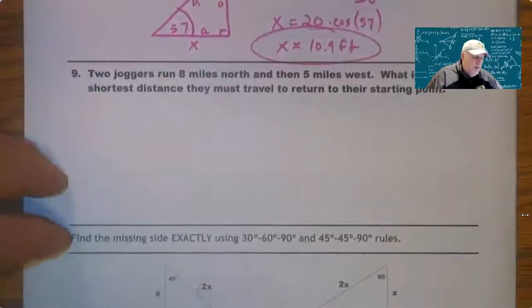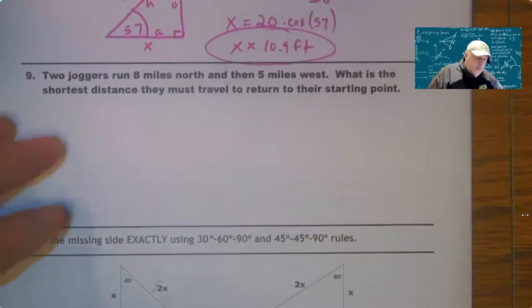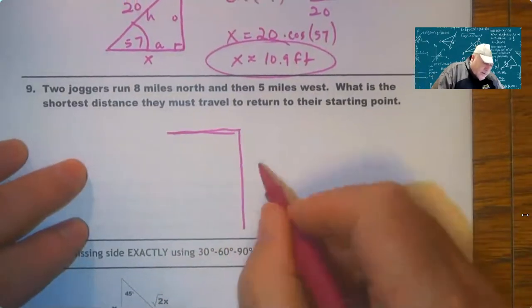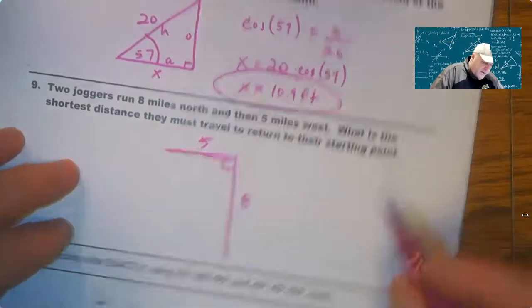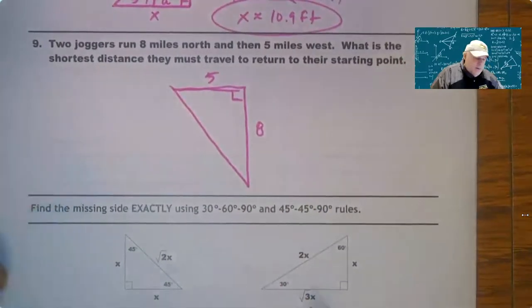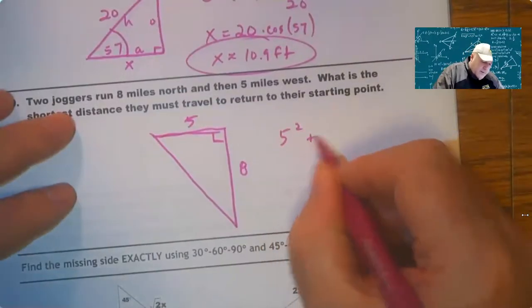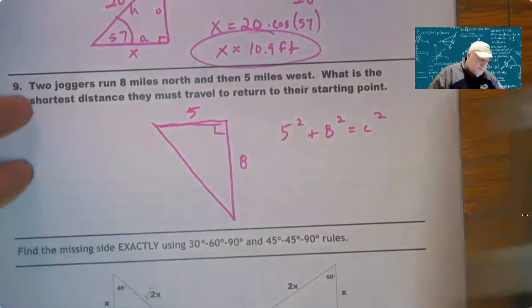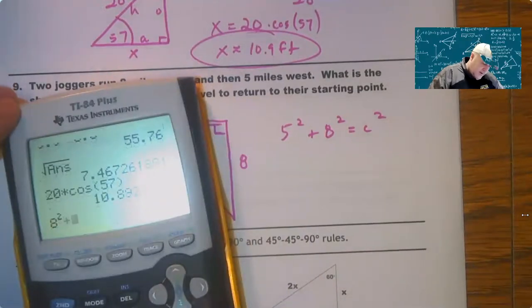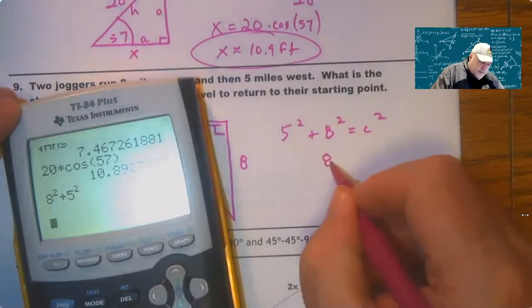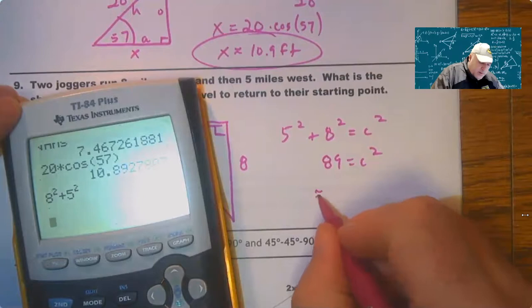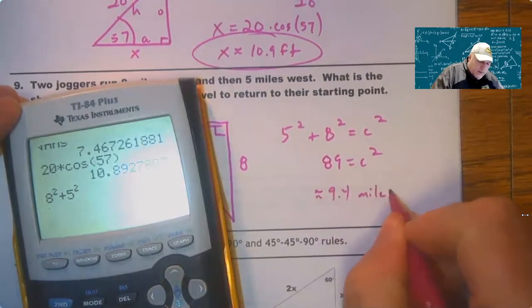feet, of course. Two joggers run 8 miles north and 5 miles west. I'll try to be a little bit more to scale this time. So 8 miles north and 5 miles west. How far are they? Do they need to come back to their starting point? So this is a Pythagorean theorem problem, trace the right angle. So this is 8 squared plus 5 squared. Remember, you want to isolate the squared variable and then square root that, 9.4 miles.